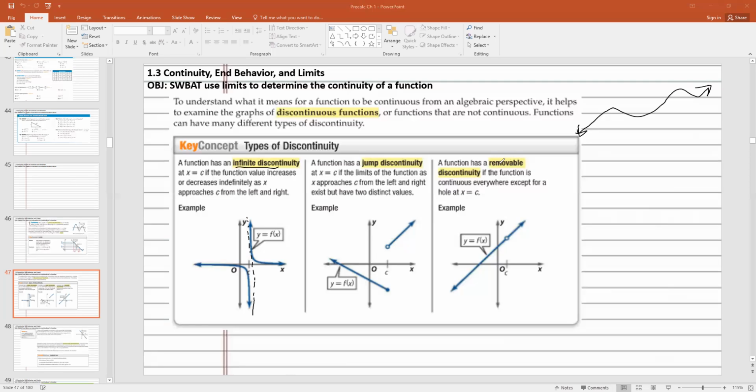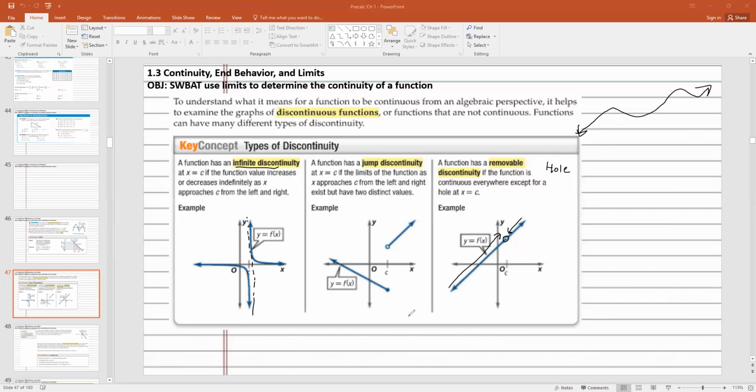And then the removable discontinuity, also known as a hole in some books. This is where, when you approach it from the left and you approach it from the right, it's going to be the same value. However, when you plug in that point, it doesn't exist. It's just missing. It's gone. Who knows what happened to it?